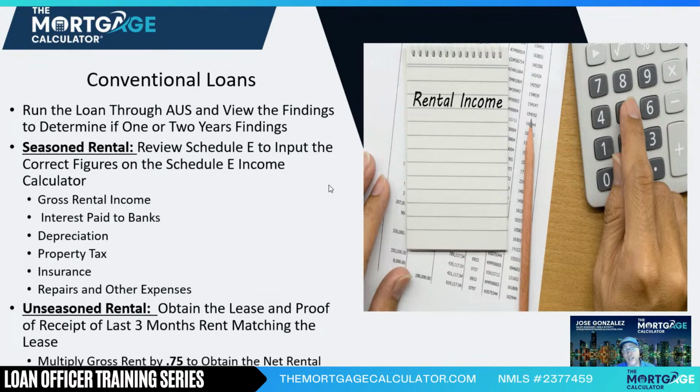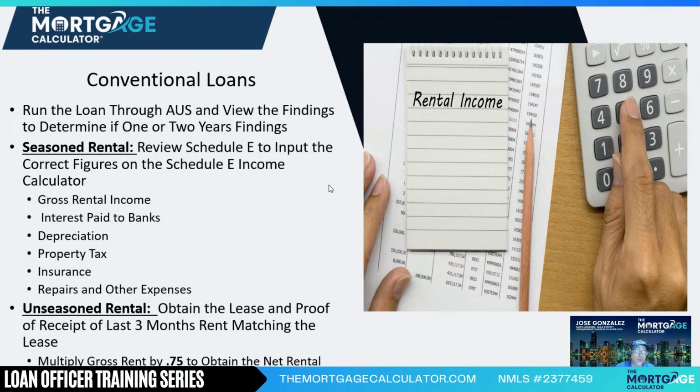If the 1 year finding, you only need to provide 1 year tax returns. 2 year findings, you're going to need to provide 2 year tax returns. That means if you get the 2 year findings, you're going to have to average out the information on the Schedule E, right? The income.